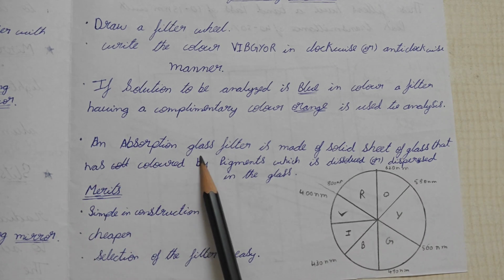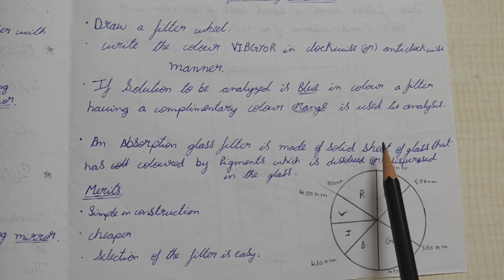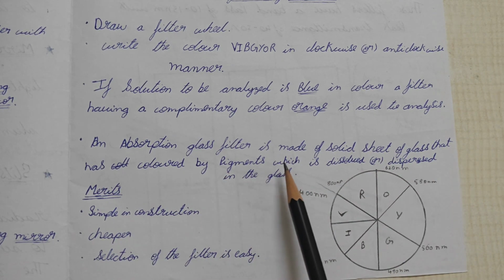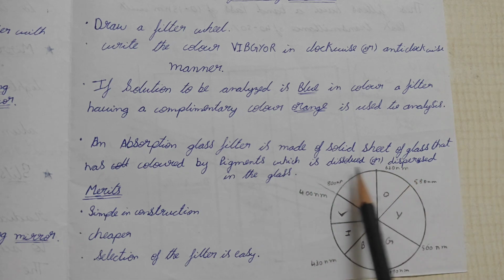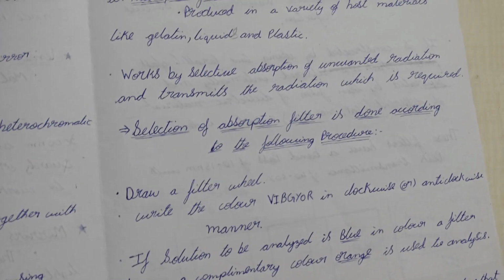In absorption, the glass filter is made of a solid sheet of glass that has been colored by pigments which are dissolved or dispersed in the glass. Next, merits. It is simple in construction, cheaper, and selection of the filter is easy. These are the merits of the absorption filter.